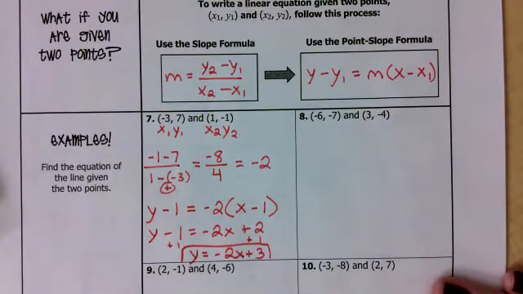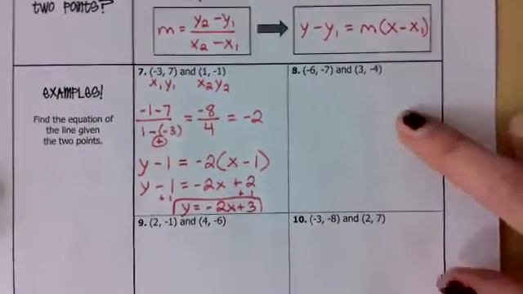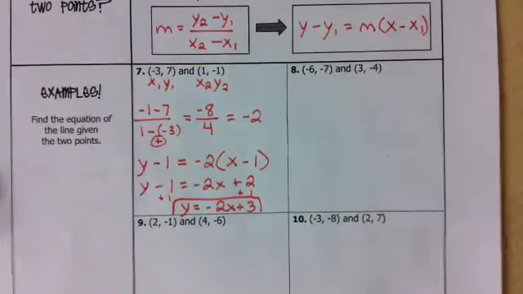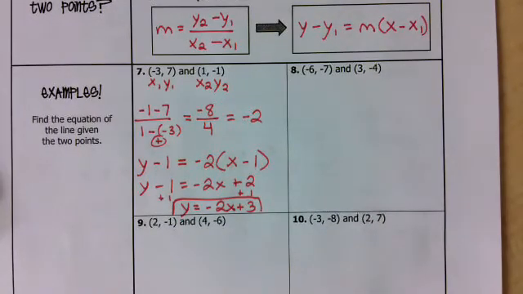Okay, you're going to do the same thing. Try out 8, 9, and 10. Label x1, y1, x2, y2, plug it into the slope formula. Pick one of the easier points to then plug in for x1, y1 in the point slope formula and manipulate it into slope-intercept form.